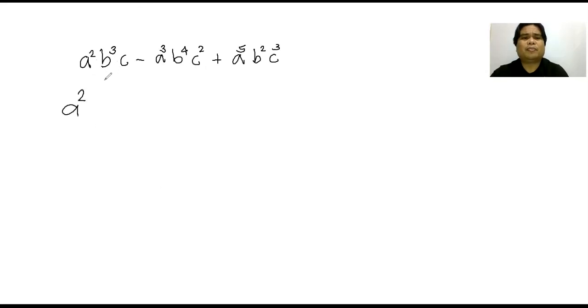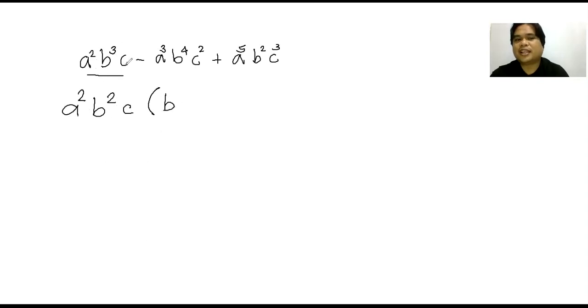How about with b cubed? b cubed, b to the power 4, and b squared. The one with the least exponent is b squared. How about with c? You have c squared and c cubed. The least is c. And then parenthesis. Once we have already taken out the greatest common factor, what we will now have is the other factors. So for the first term, originally you have a squared, you took out a squared, that cancels out. From b cubed, you took out b squared, you will have b left.